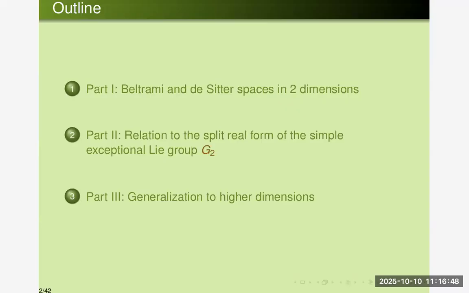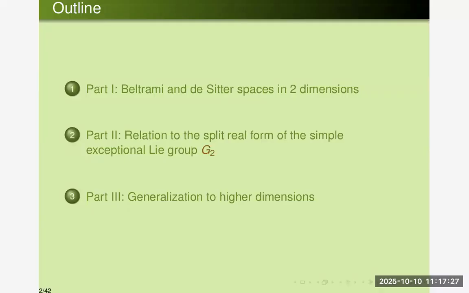And so the talk will have three parts. The first part will be about 2 dimensions, because we understand that everything in 2 dimensions will be just a straightforward generalization to any dimension. The second part will be about how to relate the de Sitter and Beltrami space, which is another space, to the split real form of the simple exceptional Lie group G2. And eventually, I will show you how to generalize everything which I said in 2 dimensions to any dimension greater than or equal to 2.